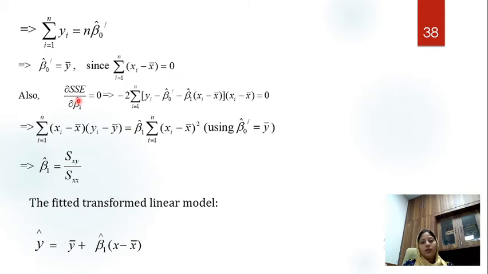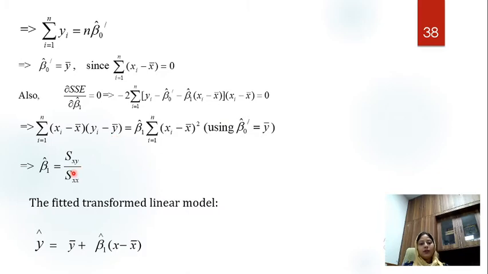Also, partial derivative of sum of squares due to error with respect to beta 1 hat equating to 0 yields this term. So this beta 1 hat we have taken. So this product will come outside, minus 2 equating to 0 implies summation xi minus x bar, y minus y bar equals beta 1 hat summation xi minus x bar square. Using beta naught hat dash, the estimate of this is y bar. So we have replaced beta naught hat dash by y bar here.